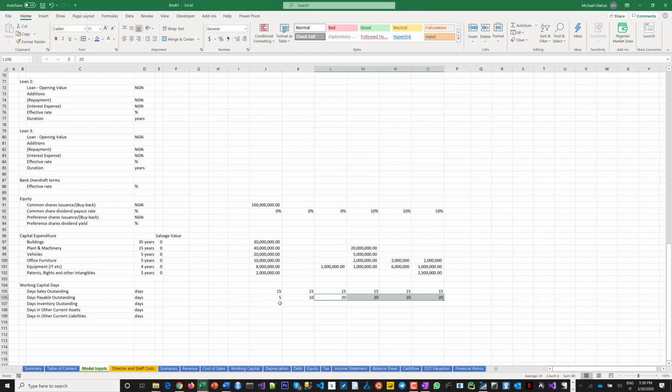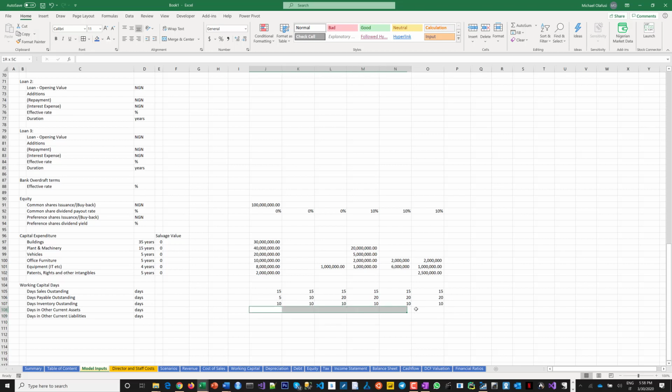Then how many days of inventory are they going to hold? So how long typically does it take them to sell their finished goods? Okay, so let's say they always have like a 20 days stock of products, and maybe this is not efficient. 10 days is preferable. There's a cost to holding inventory.